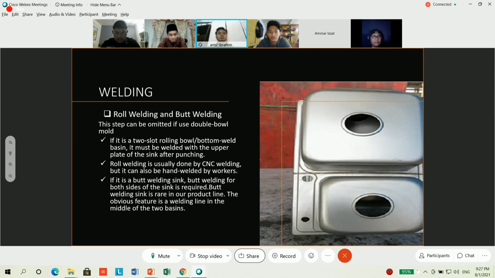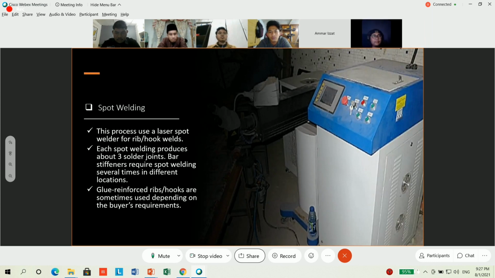So next is spot welding. This process uses a laser spot weld for rig hook welds. Each spot weld produces about 3 solder joints, but this requires spot welding several times in different locations. Glue in reinforced rig hooks are sometimes used depending on the buyer requirements.